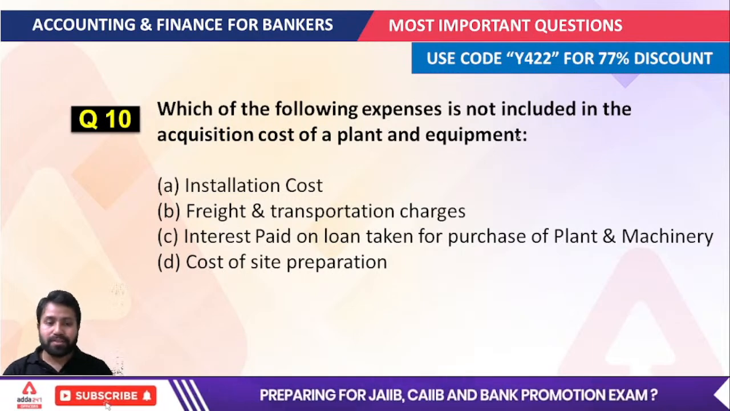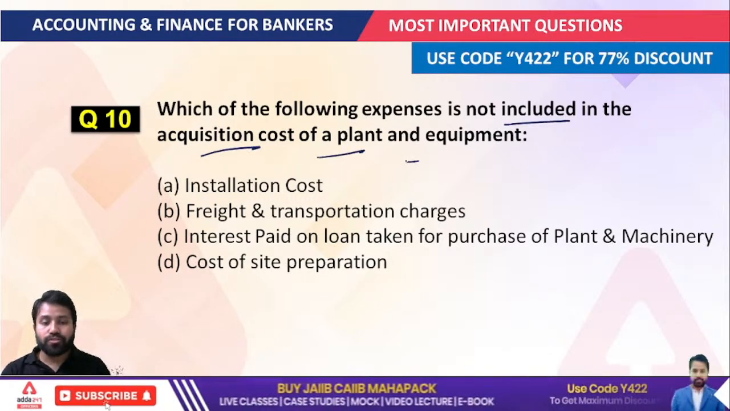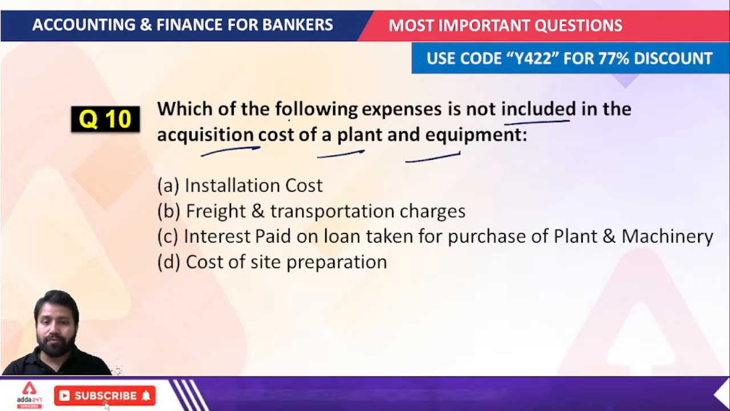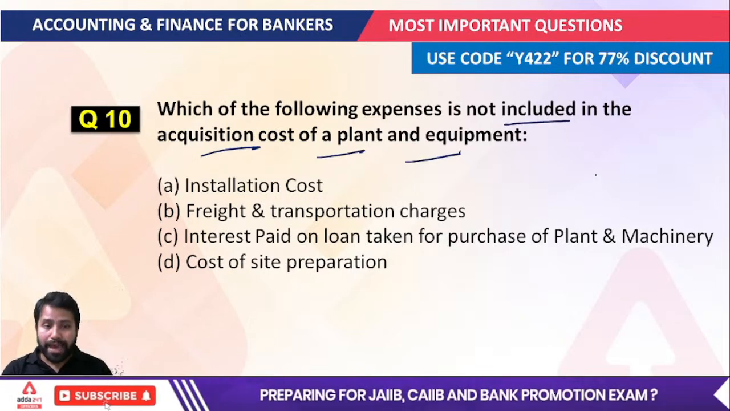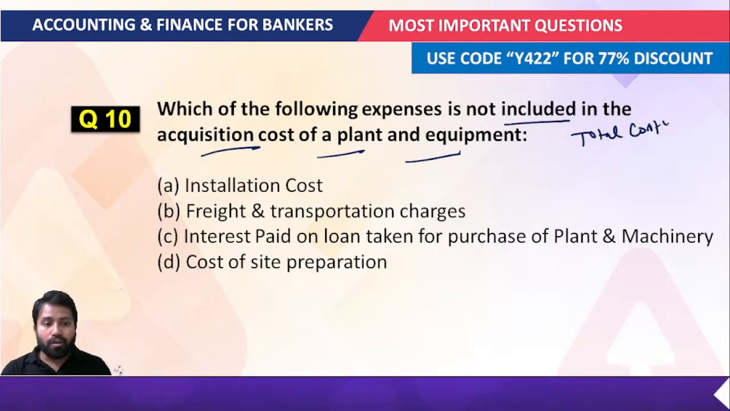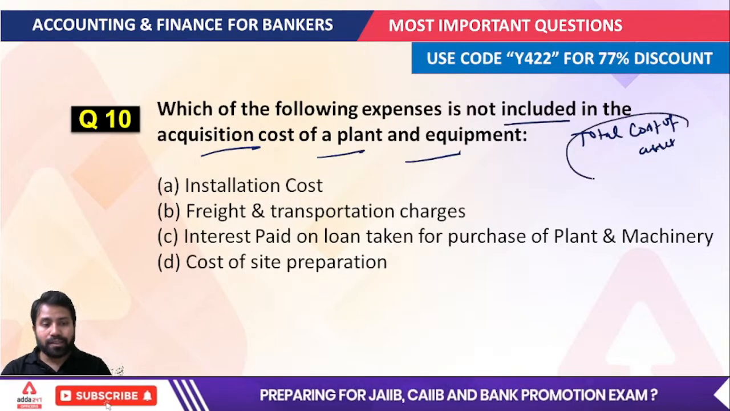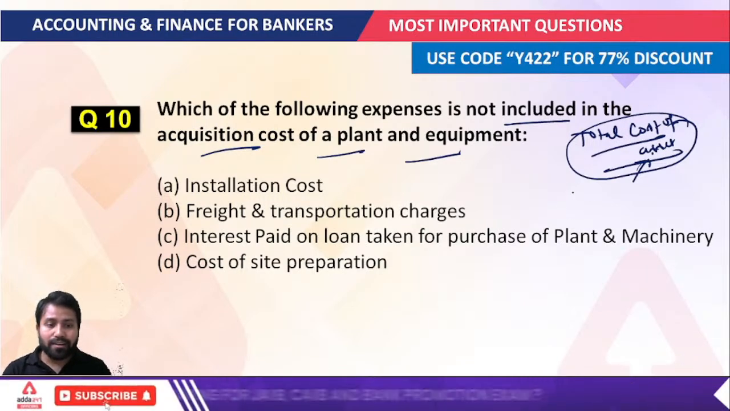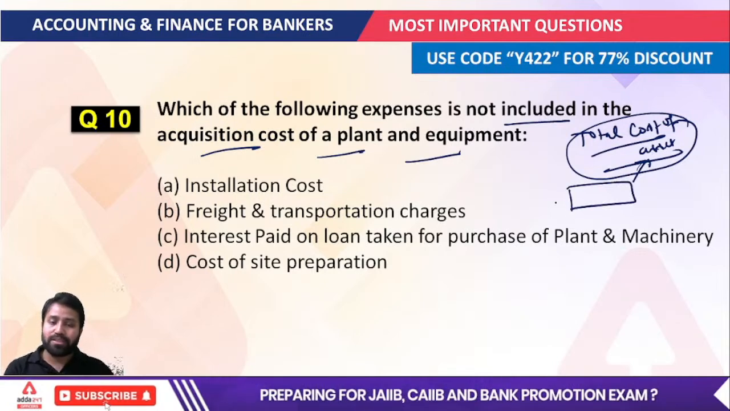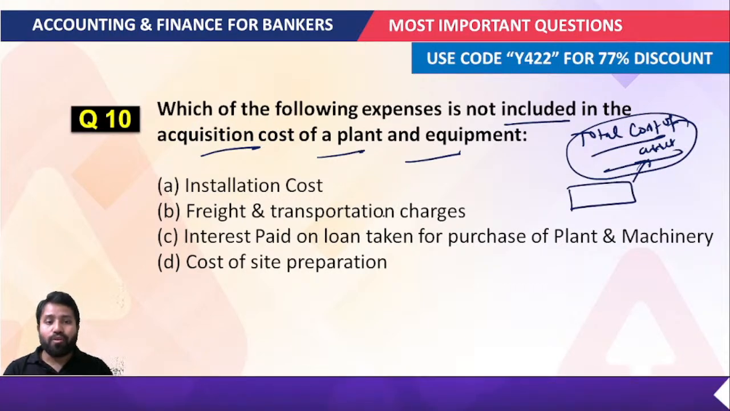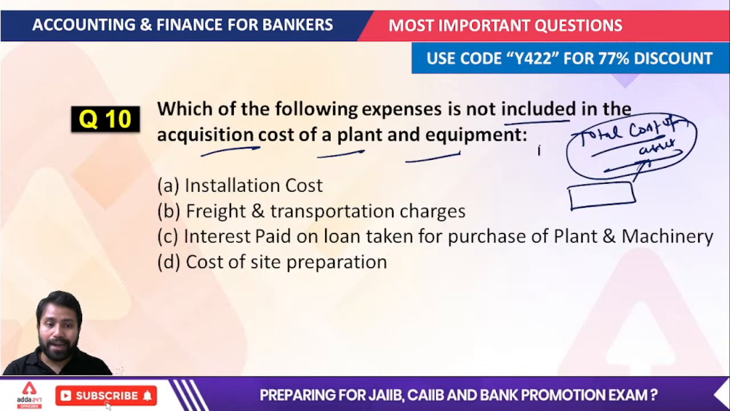Which of the following expenses is not included in the acquisition cost of a plant and equipment? The very important thing you have to understand, whenever you read the depreciation chapter, is the total cost of the asset. The total cost of the asset includes all the expenses actually incurred on that asset until it is ready, when you purchase the asset, whatever the installation cost, whatever the carriage inward, all expenses you can just sum up.